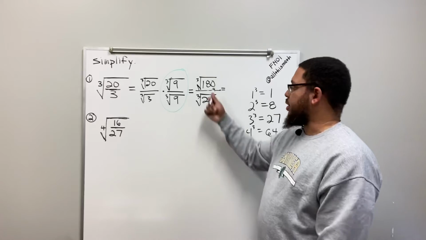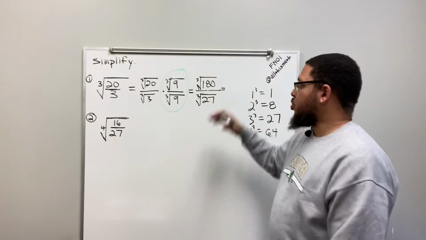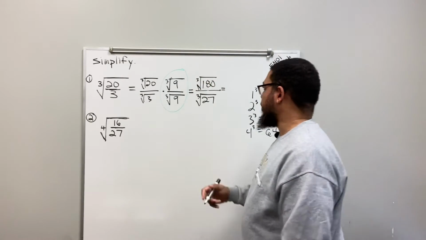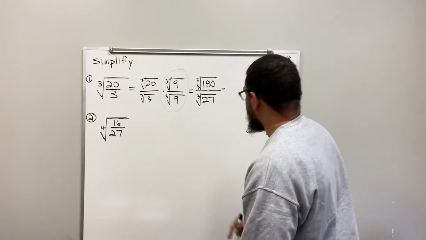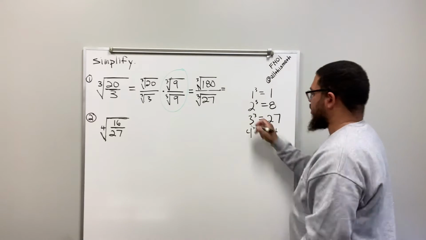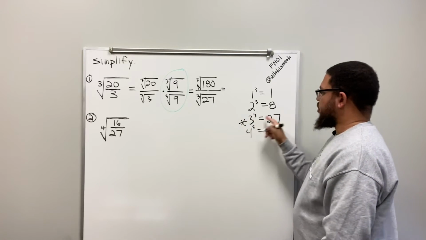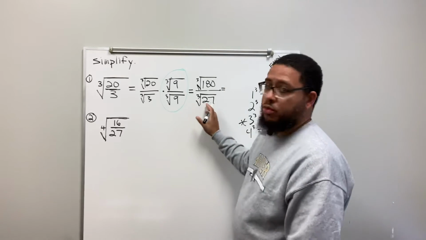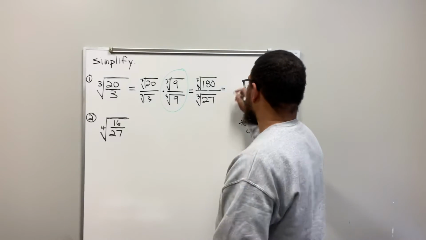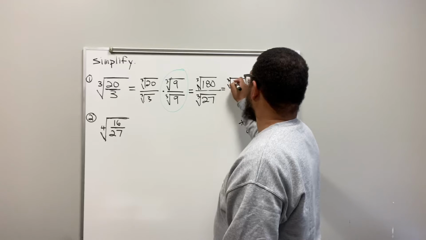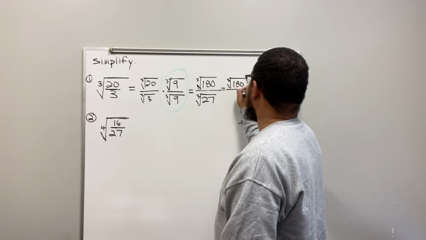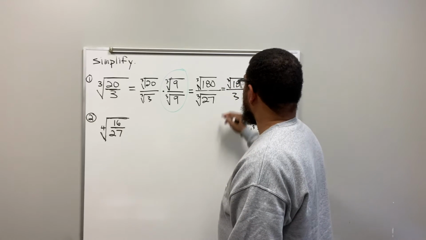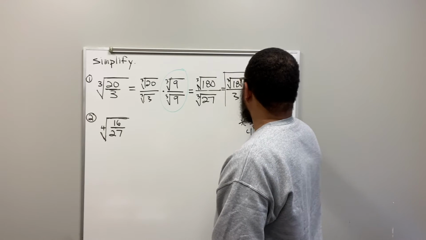216 can't be a factor because it's greater than 180, right? So we can't do anything else with this numerator. But with the denominator, we can do what I wanted, right? 3 to the third is 27. Therefore, the cube root of 27 is 3. So we got cube root 180 over 3. And that is our final answer.